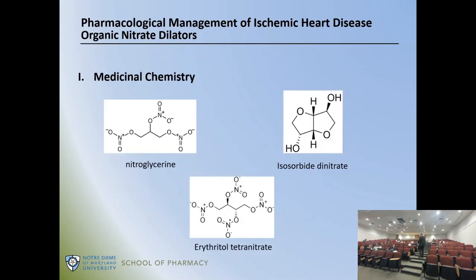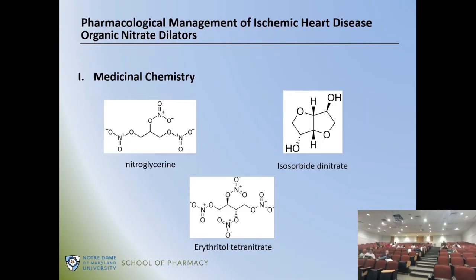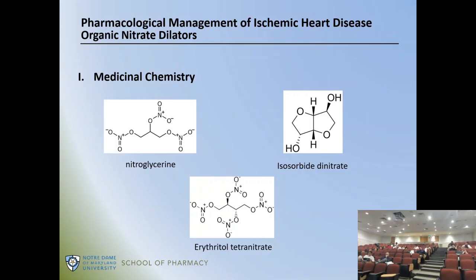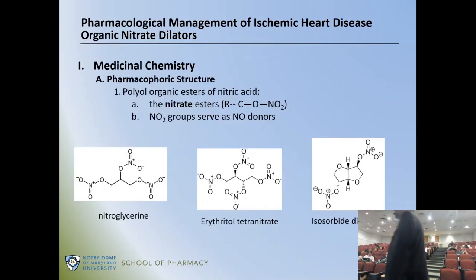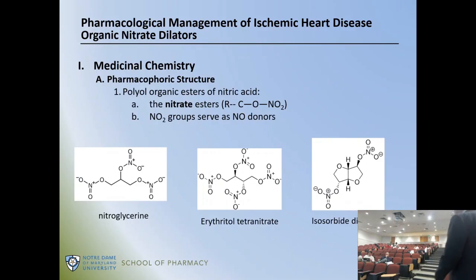All right, now let's get into the drugs, our nitrate-based drugs here. Organic nitrate dilator agents. There's a couple of different compounds in this class. I've got three of them up here: nitroglycerin, isosorbide dinitrate, and erythritol tetranitrate. Let's take a look at these structures on the next page, so we can see some of the basic structure-activity relationships with them.